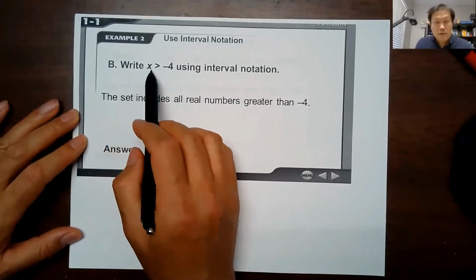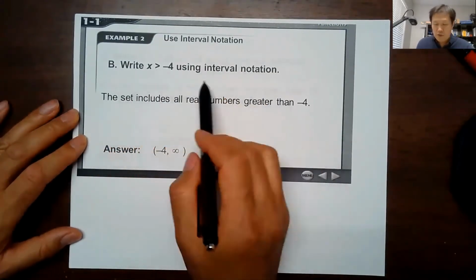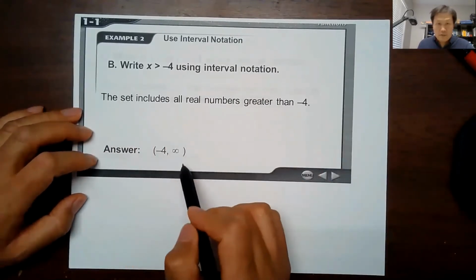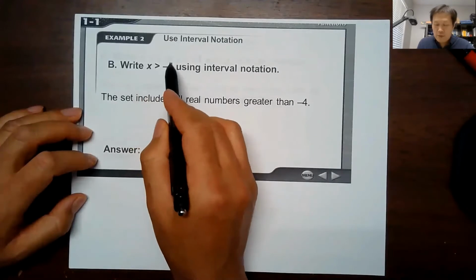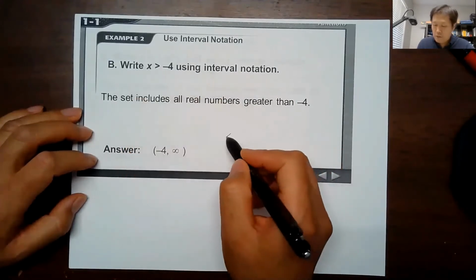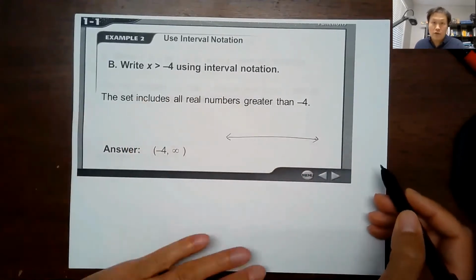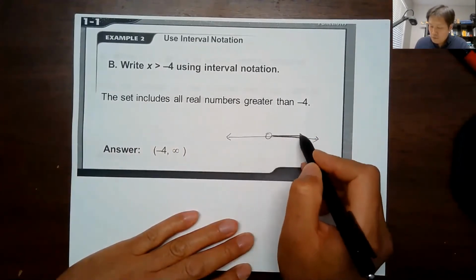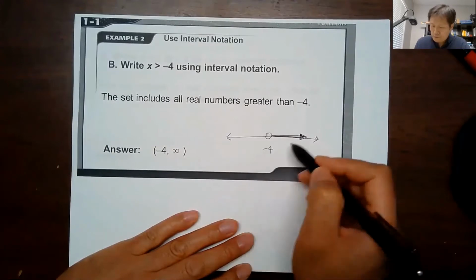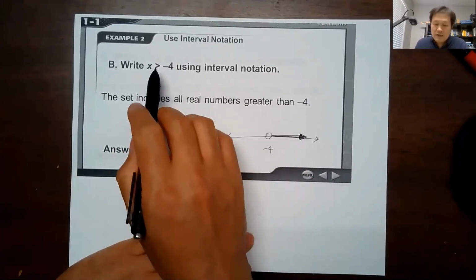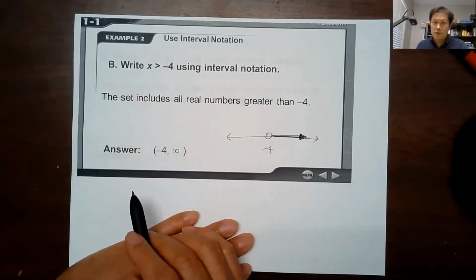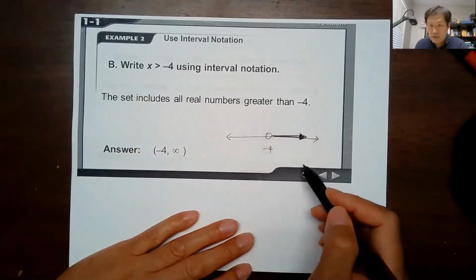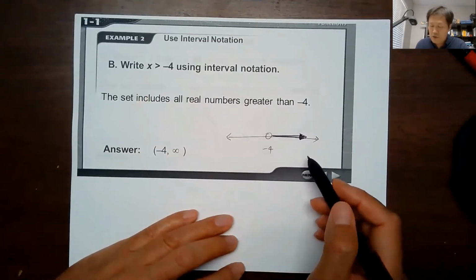Okay, write this, x is greater than -4, using interval notation. So some of you might be able to write this directly from here. Just be careful how that is reflected on the number line, if that's not easy for you. X is greater than -4. Don't get confused. Greater than -4, you gotta go to the right. So how do you express this using interval notation?